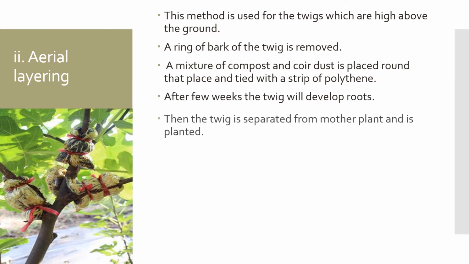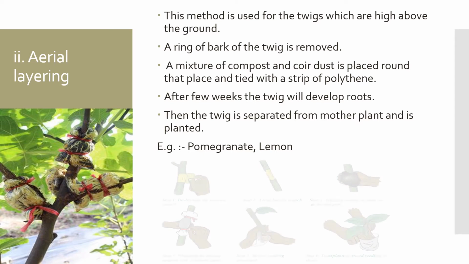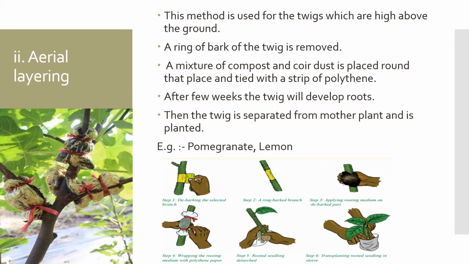Then after developing new roots you can separate the plant part from the mother plant and grow it somewhere else. And this method also can be used to produce new plants in pomegranate and lemon, and also can be used in jasmine plants. So here in this diagram, it has clearly explained the steps we discussed here.